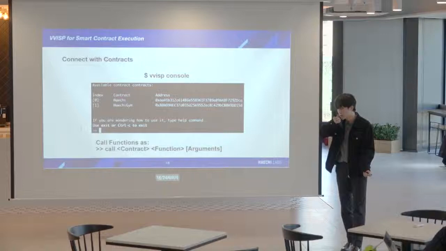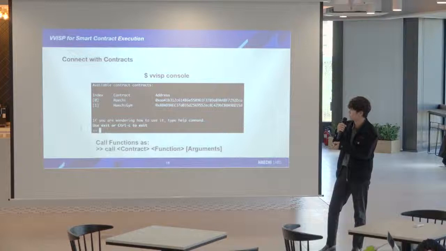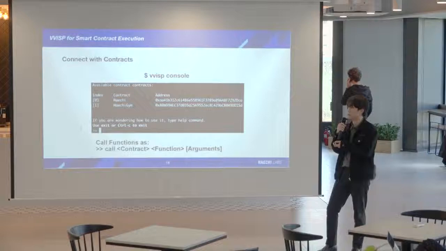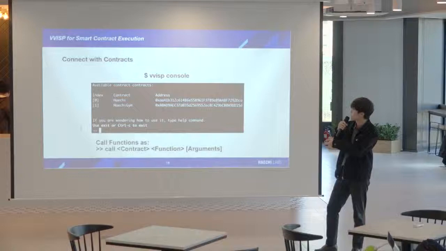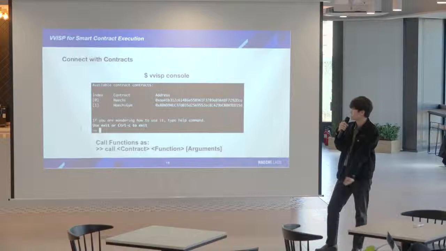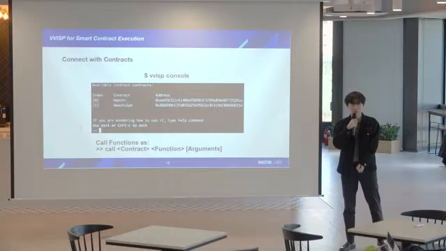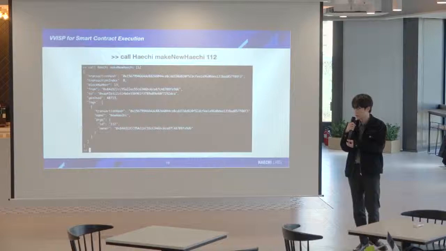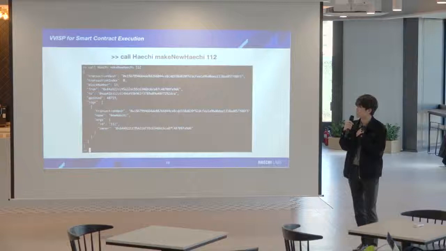So VVISP console shows a screen like this, that shows the list of the contracts and the addresses of the contracts. And you can just call functions as simply as the contract name, the name of the function, and the arguments of the functions. Then you can simply call the functions at the deployed contract. And then the VVISP console will show the transaction receipt that this call has succeeded.